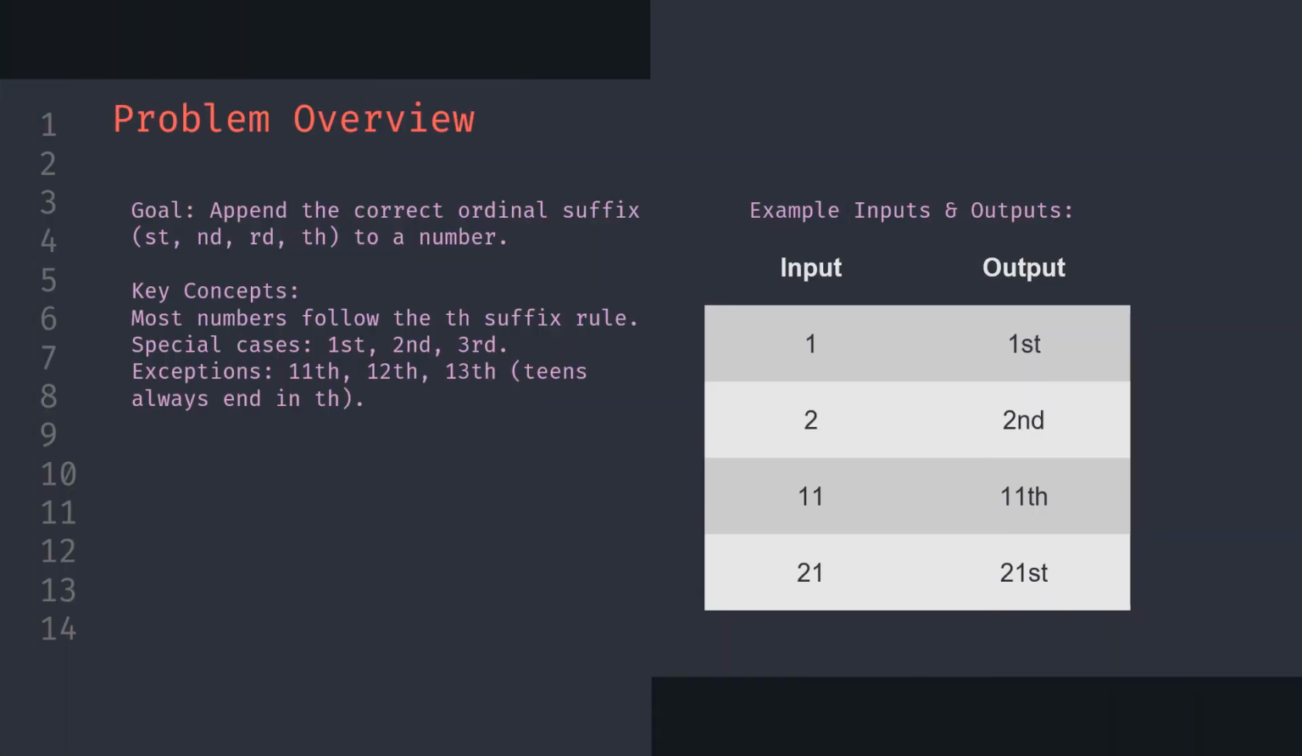Let's look at the problem. Ordinal suffixes usually follow simple patterns, but there are special cases, such as numbers in the teens always ending in th.